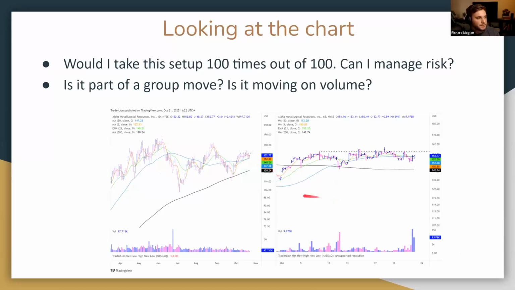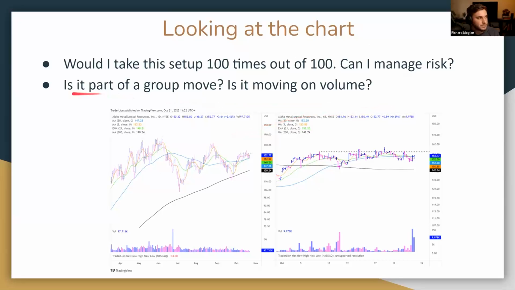So looking at the chart, I think this is a really important question to ask yourself. Would I take this setup 100 times out of 100? Remember, it's not always about will the setup work that time. It's about having an edge, and over time, this setup would be successful. And you also want to ask yourself, can I manage risk easily? If you can't manage risk within 5%, it might not be the best setup. You might be buying a stock that's already extended, and there'll basically be a better time to buy later on in the future.